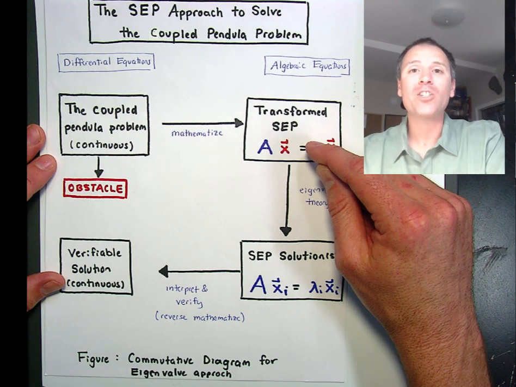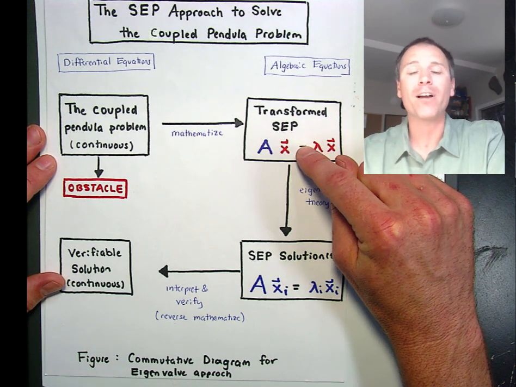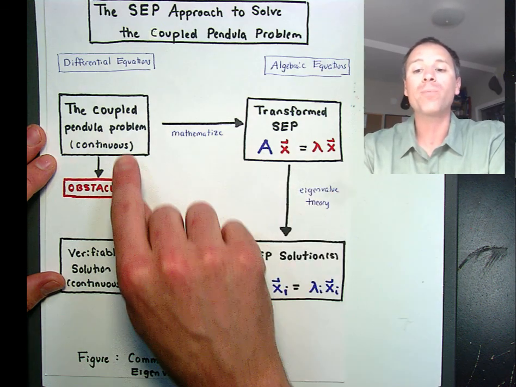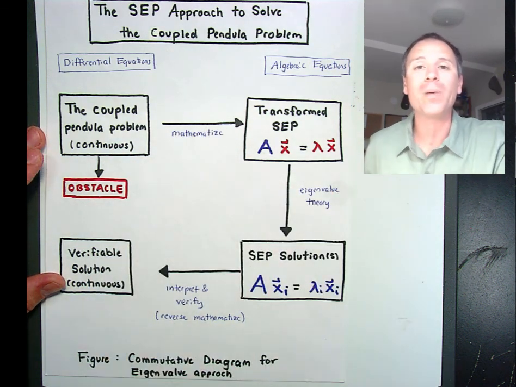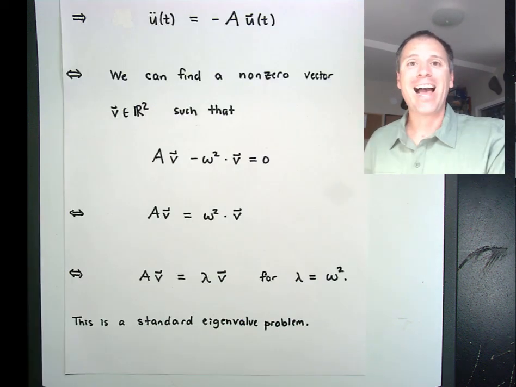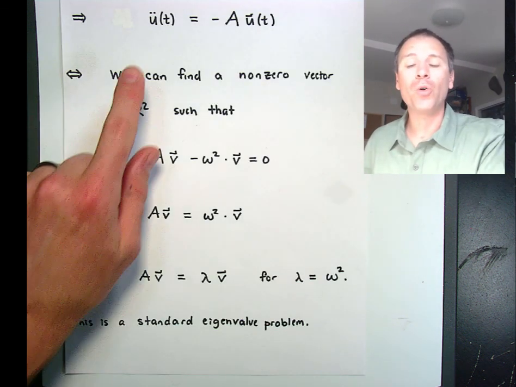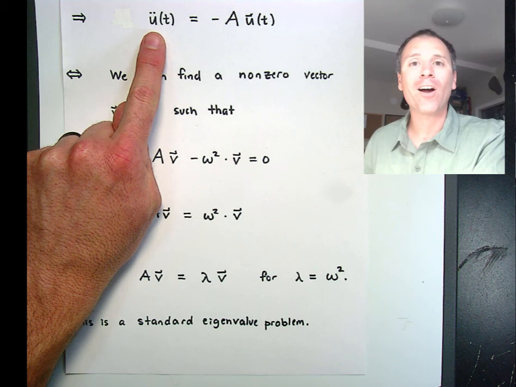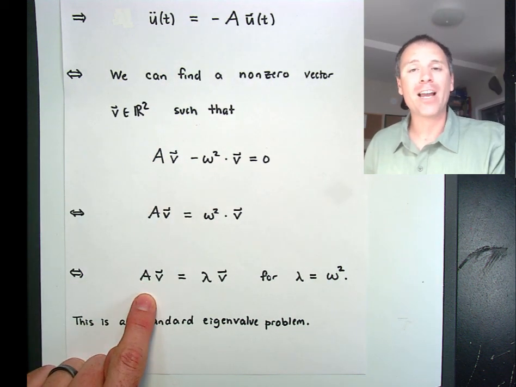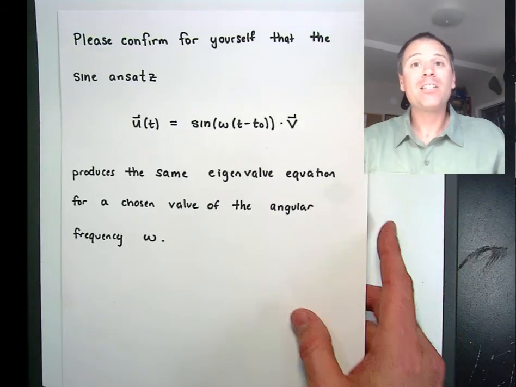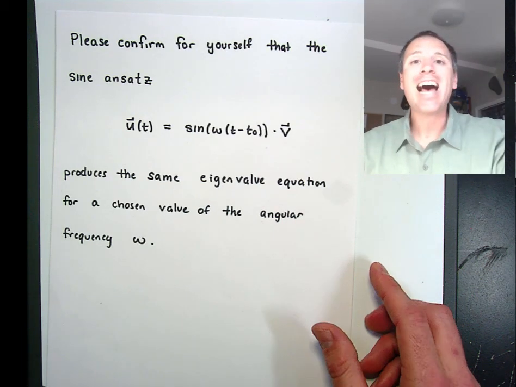In future lessons, we're going to learn how to solve the eigenvalue problems and what that means for the corresponding coupled pendula problem. In other words, we're going to learn how to complete the loop in this modeling process. As a gift to my viewers, I challenge you. We just used the cosine ansatz to turn this differential equation into this standard eigenvalue problem. Please, viewers, use the sine ansatz.